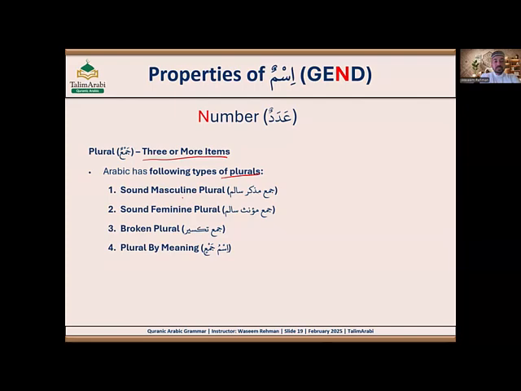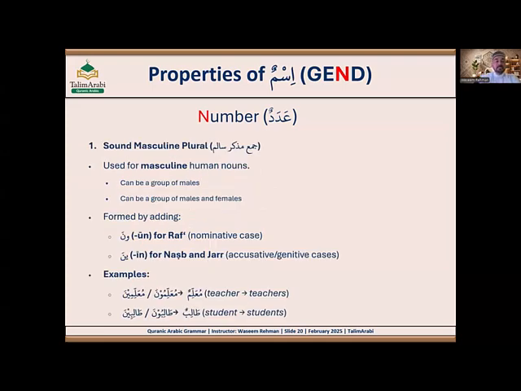So sound masculine plural is called jama' muzakkar salim. We'll learn it like in Arabic. It's called jama' muzakkar salim. Sound feminine plural is jama' muannas salim. So sound means salim. And then broken means mukassir or taksir. So broken plural, jam' taksir. And plural by meaning, ismu jama'. So these are just the translations in Arabic. So plural has four different types. We'll learn them one by one. There you go. So first, let's learn the first type of plural, sound masculine plural or jam' muzakkar salim.